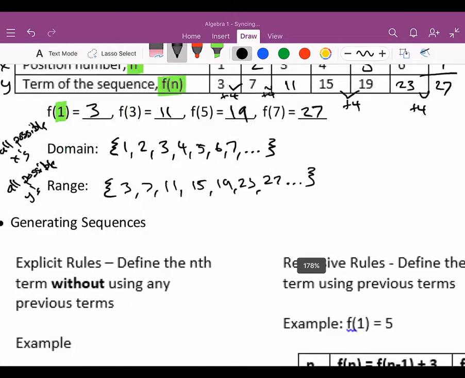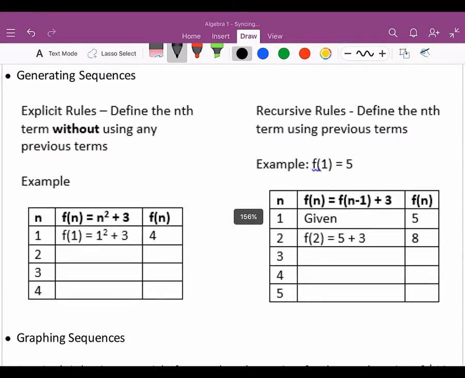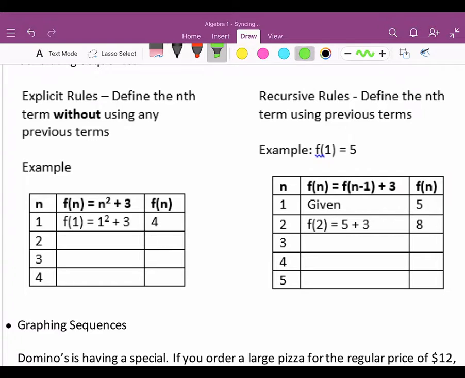Okay? All right, let's talk about the two types of sequences, or the rules around these sequences. There's an explicit rule, and there's a recursive rule. One way I like to remember explicit rule is where you can find the nth term without using any previous numbers. So whatever number you want to find, if you wanted to find out the 500th term for some reason, you can find out as long as you have the explicit rule. You find out any number.